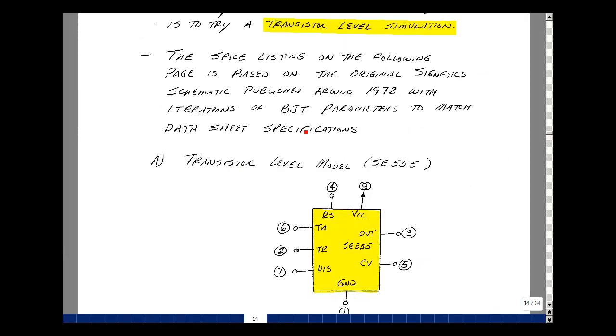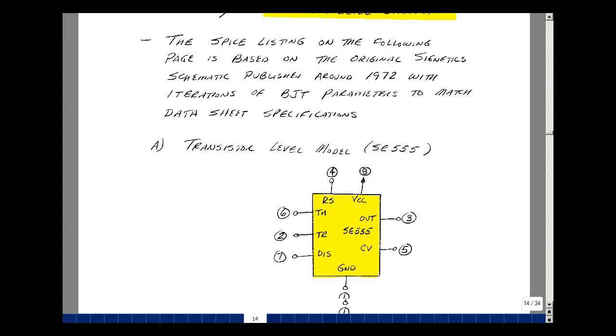Now in this model I had to iterate the BJT parameters, and I used parameters that came out in some publications around the 1970s. So things have changed over time, but this set of numbers was pretty good at roughly getting the functionality of the chip.